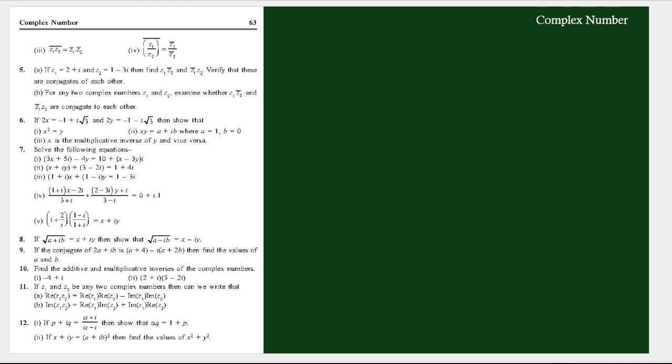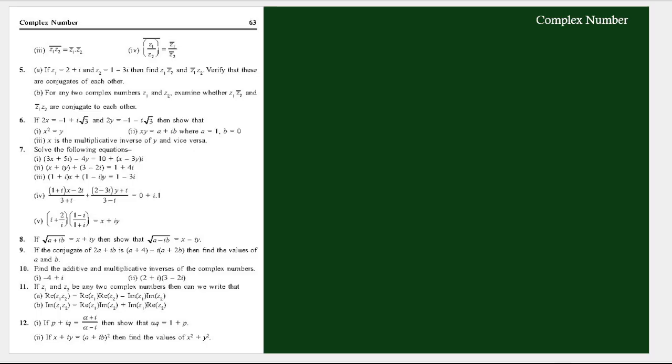If 2x is minus 1 plus i root 3, and 2y is minus 1 minus i root 3, then we need to show that, number 1, x square is equal to y; number 2, xy is a plus ib, where a is 1 and b is 0; and number 3, x is the multiplicative inverse of y and vice versa. That means y is also the multiplicative inverse.